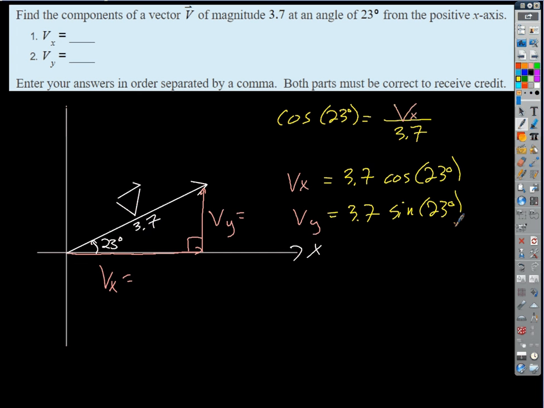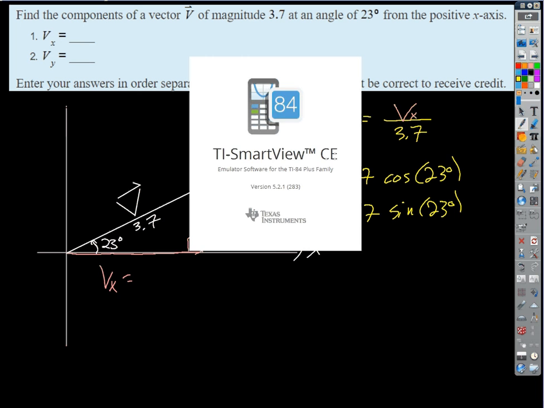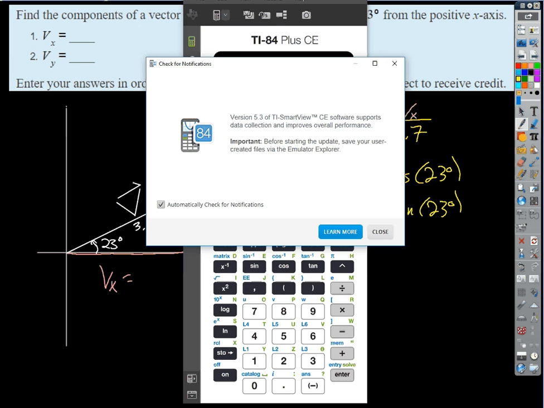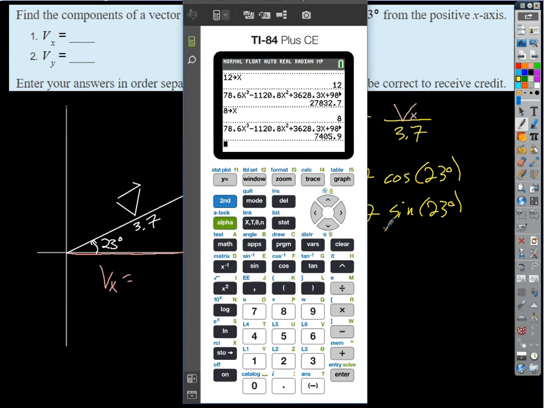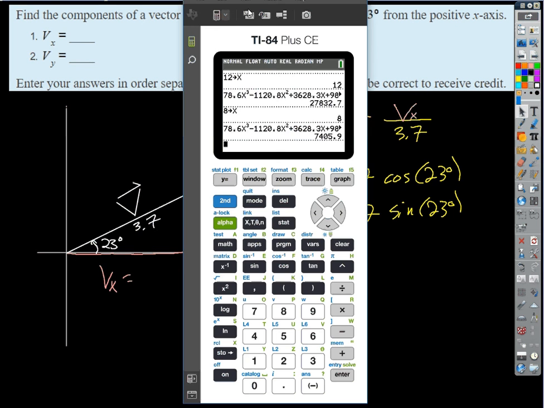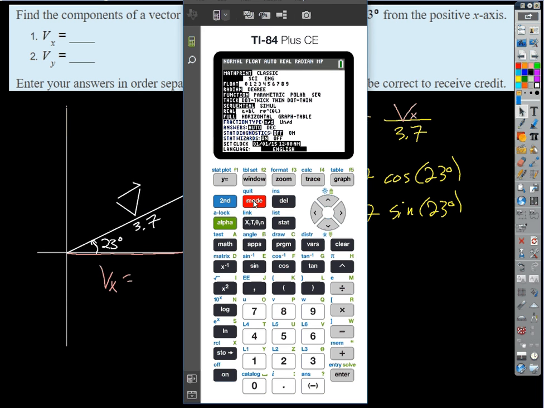So let's do that. In either Desmos or on the graphing calculator, what do you suppose one of the most common errors people make is? Radians versus degrees. Okay. So we're using degrees here, right? So we've got to make sure the calculator's in degrees mode. So we're just going to go to mode, and it's in radians. So I've got to go down, flip that over to degrees, and we're good.